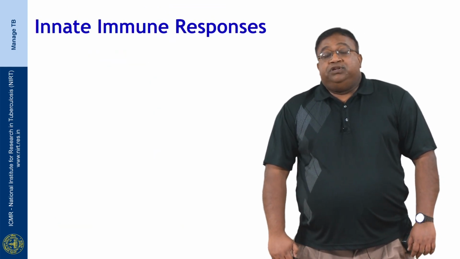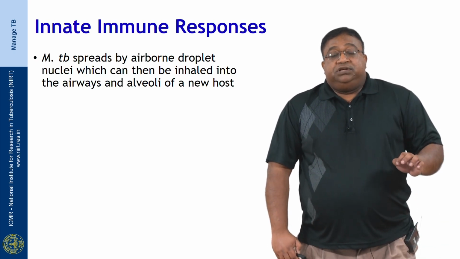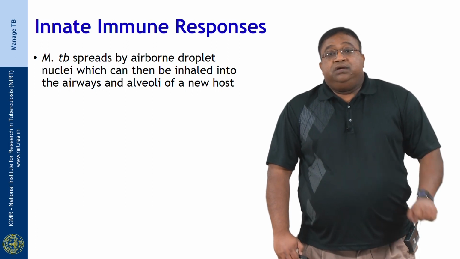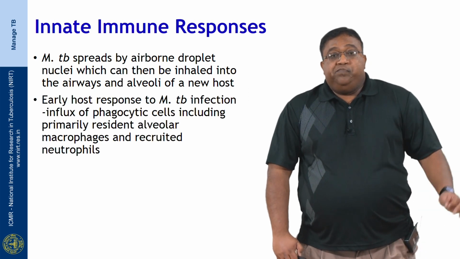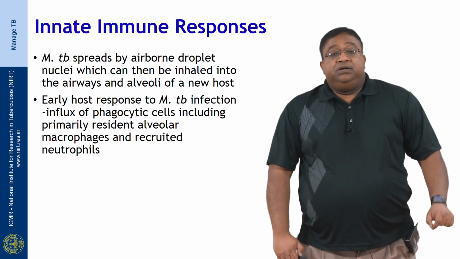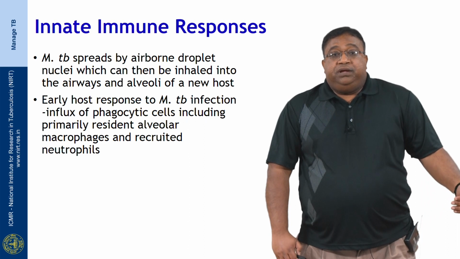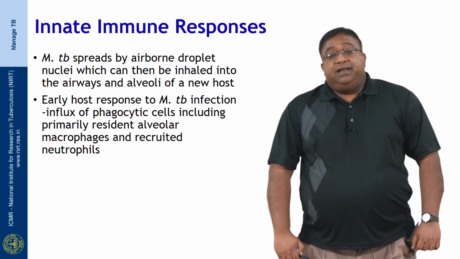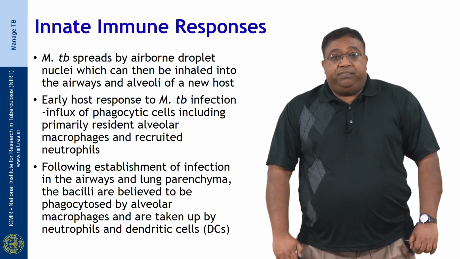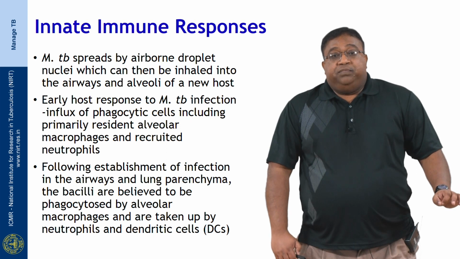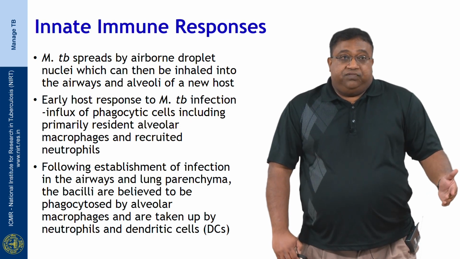So in terms of the innate immune responses in TB infection, Mycobacterium tuberculosis spreads by airborne droplet nuclei, which can then be inhaled into the airways and alveoli of a new host. The early host response to infection is a typical influx of phagocytic cells, including primary resident alveolar macrophages and recruited neutrophils. Following establishment of infection in the airways and the lung parenchyma, the bacilli are believed to be phagocytosed by alveolar macrophages and are subsequently taken up by neutrophils and dendritic cells.